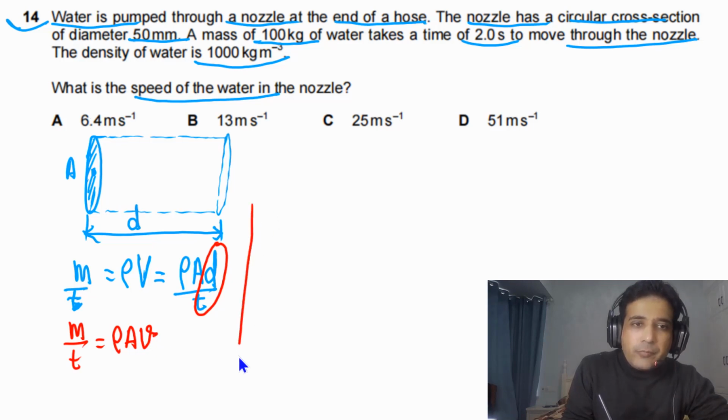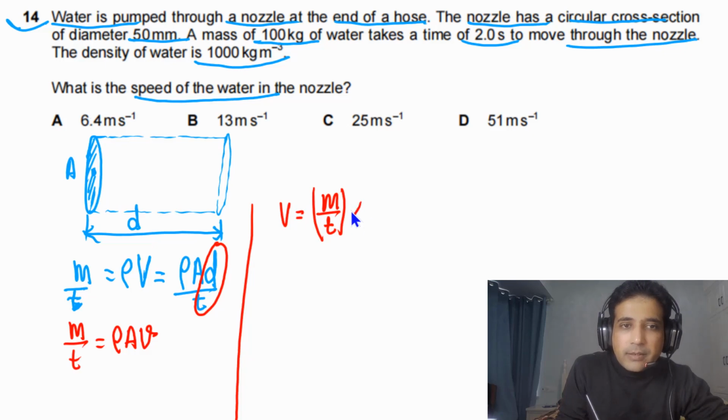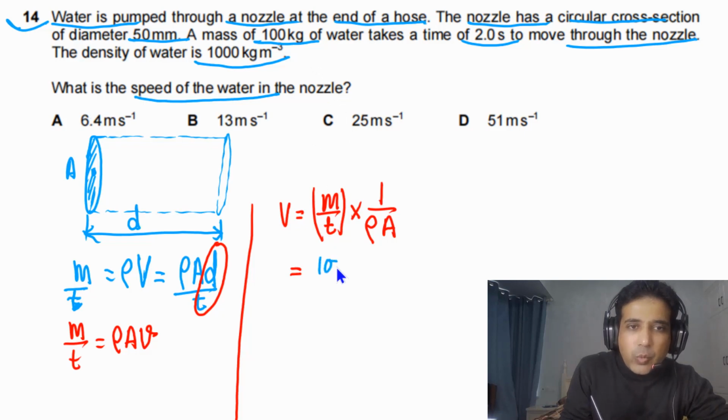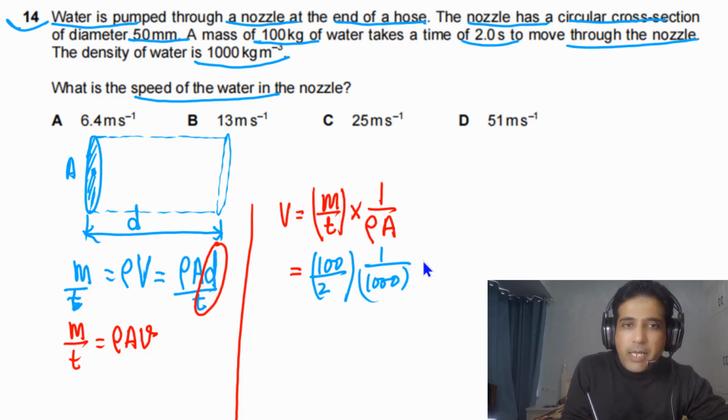And for this question, we need to calculate speed of water. So we can simply say mass over time, time taken for the water to travel from here to here, this one has to be divided by density times cross-sectional area. And now simply we need to plug in values. In this case, we have mass that is equal to 100 kgs. Time taken is equal to 2 seconds. And density of water is 1000. And cross-sectional area we need to calculate. So we can take pi by 4 d square.